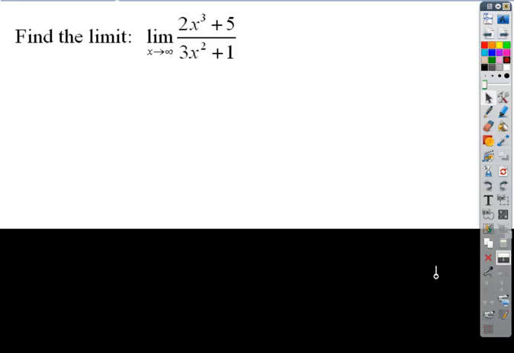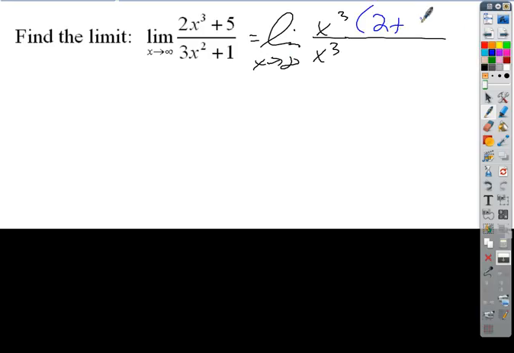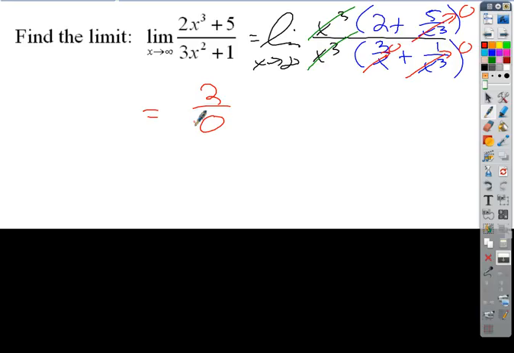Maybe we don't need to see the math, but we can do it real quickly anyway. If I factor out an x cubed, top and bottom, on the top I'm left with 2 plus 5 over x cubed. On the bottom, I'm left with 3 over x if I divide x cubed away from the first term, plus 1 over x cubed. These cancel algebraically, and those fractions go to 0. And so what we end up getting is 2 over 0, which is undefined.